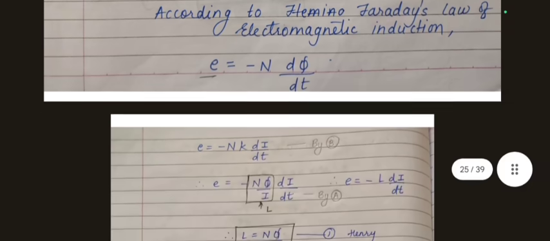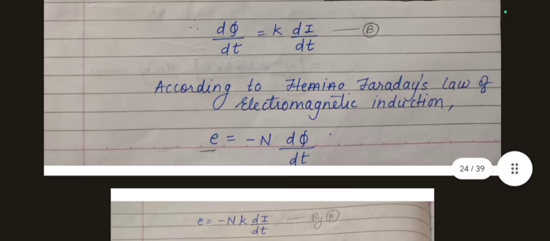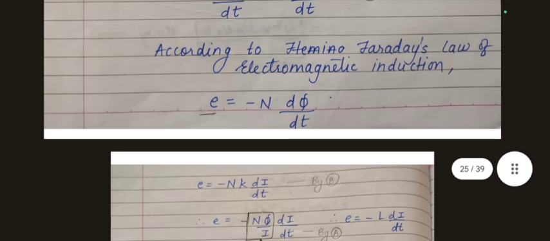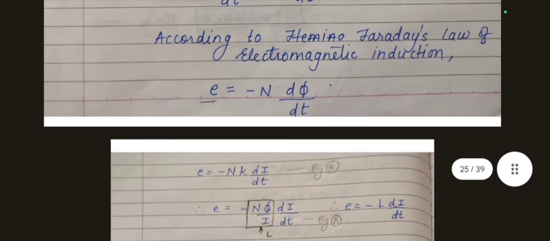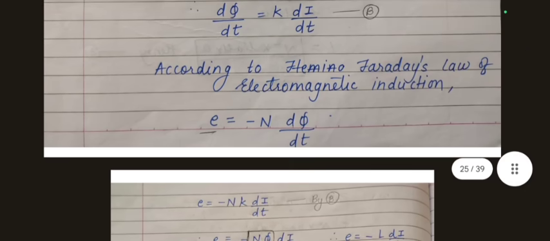What will happen over here? See, according to Faraday's law of electromagnetic induction, we have understood E is equal to minus n d phi by dt. This is the step which we have to remember. According to Faraday's law of electromagnetic induction, the Lenz's law formula, E is equal to minus n d phi by dt, you have to write, just substitute this d phi by dt value in this. You will get E is equal to minus n k into di by dt, because d phi by dt is k into di by dt, the second equation.